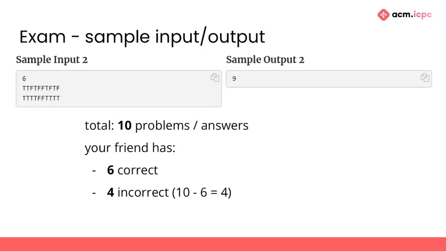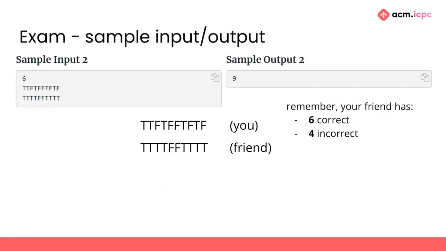So here we have this sample input output, and we know that each string has 10 letters. So we have a total of 10 problems or answers, and we're given that your friend got 6 problems correct, or 6 answers correct, right? So then we know by simple subtraction that he got 4 incorrect answers. And let's just iterate through the string one letter at a time.